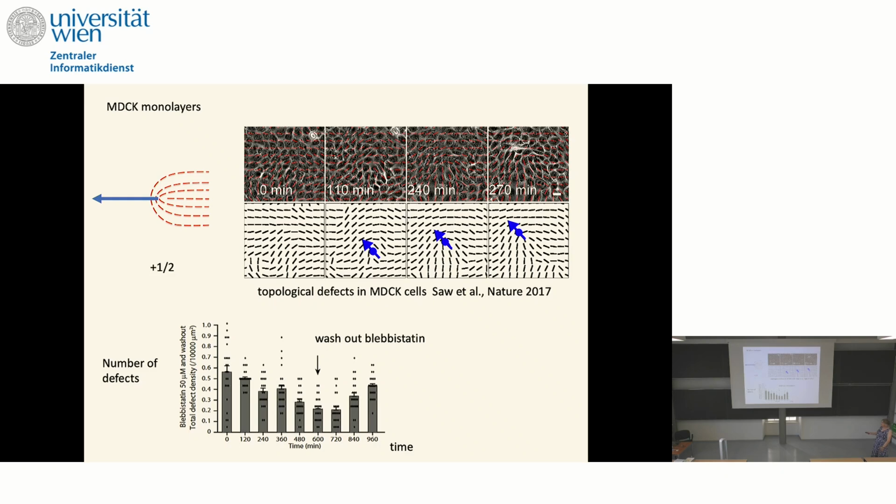a long time ago now, but I still think this is a cute experiment. This is by Van Ben-Soor, and Ben Leduc's group did the experiments. This is a plot of the number of topological defects as a function of time. And here they added blebbistatin, which basically sends the cells to sleep. They don't want to move, stops them being active. And the number of defects goes down because it's acting as a passive system with defects annihilating. You wash out the blebbistatin, and the number of defects goes up.